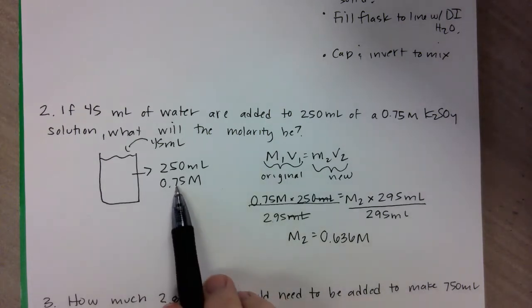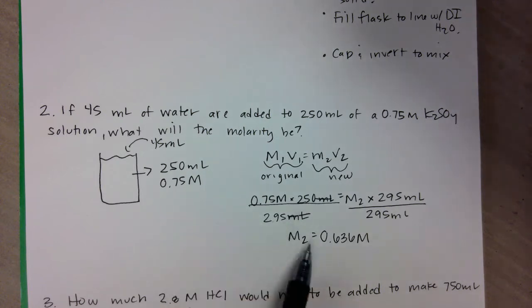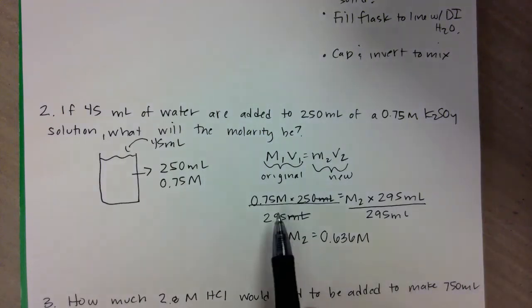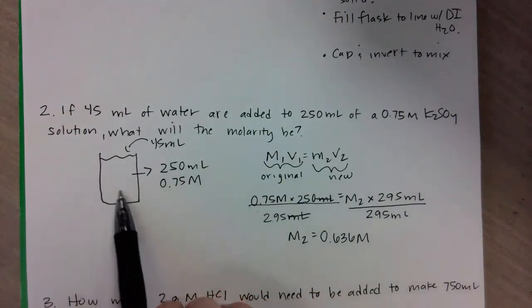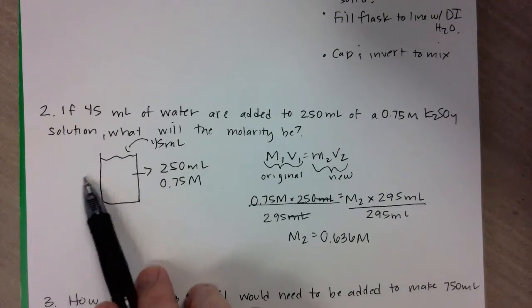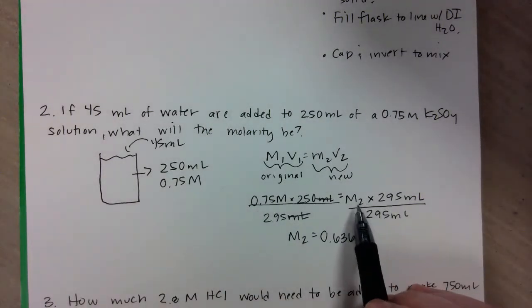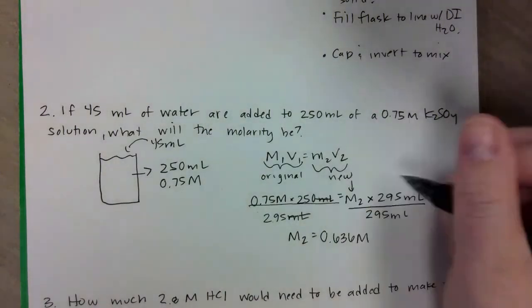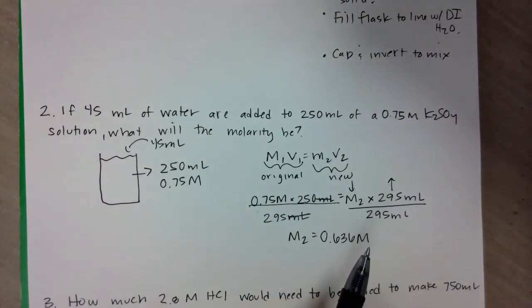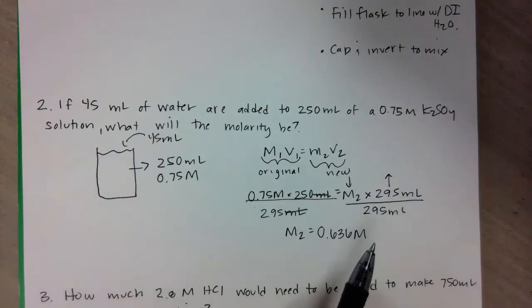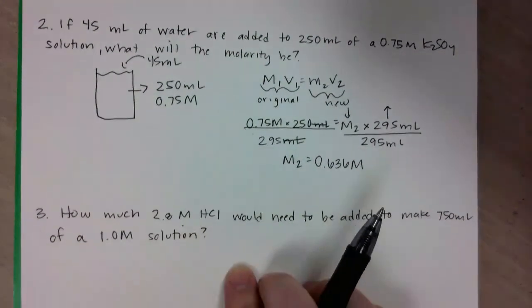I started off at 0.75 molar. If my concentration doesn't go down for my second answer, I did it wrong, because if I add more water, the concentration is going to go down. The way this equation works is that the moles from my original solution are still the same even though I have more volume. So in this case my molarity went down and my volume went up, but the total moles in my solution stayed exactly the same. Okay, so this is one problem.